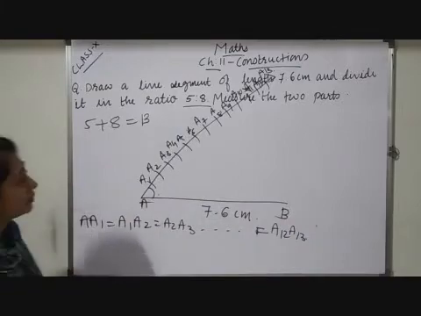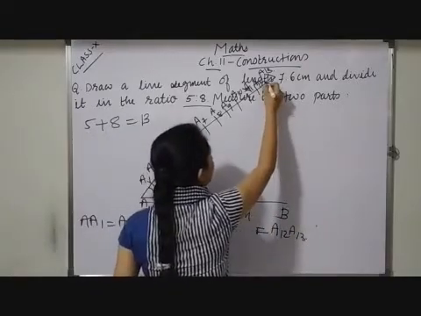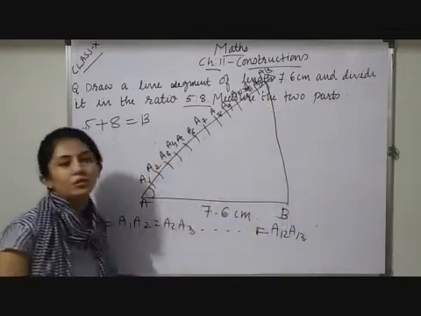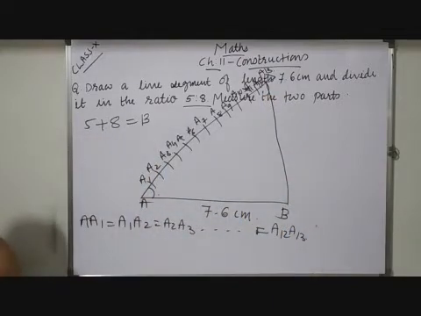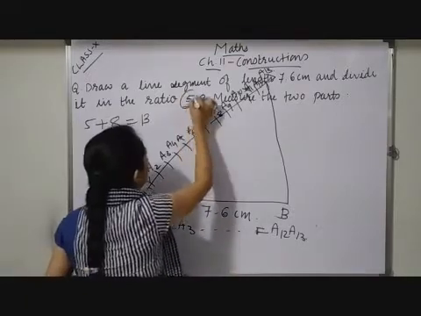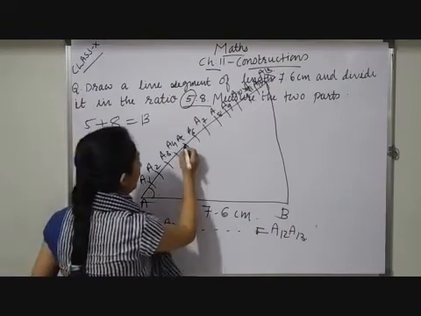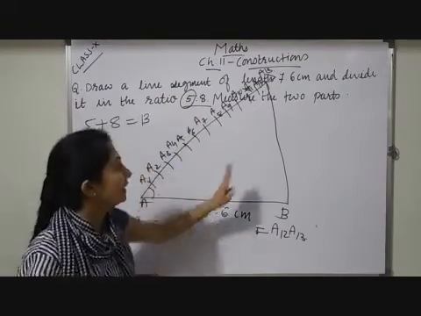Now after reaching up to here, we have to join this last point, A13, with the terminal point of your segment. After completing till here, what we have to do? In a ratio, my first part is 5. So at A5, I have to construct a parallel of this.